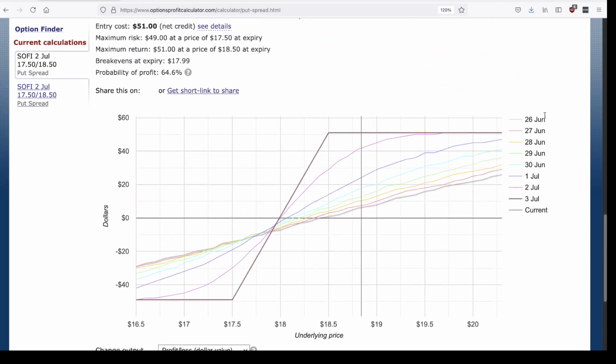And again, you can see what their spread would be worth, depending on what day it is, if you're looking at the different lines here. So this dark one here is the date of expiration. So depending on where the price is on the stock, it'll show you where you're at max profit, which is above the 1850, or max loss is 1750.